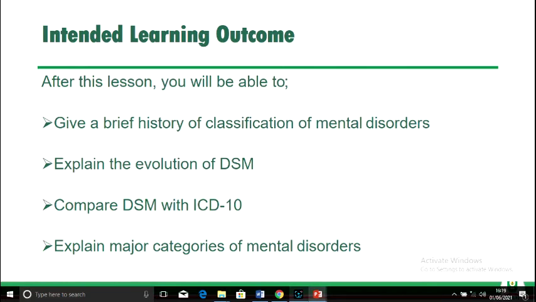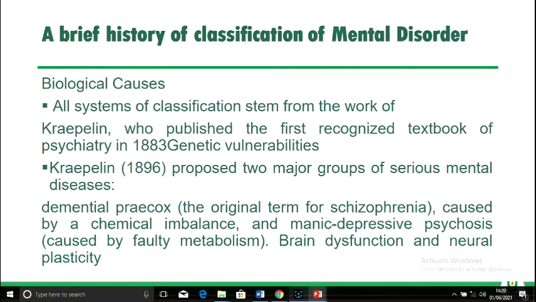We should be able to give a brief history of classification of mental disorders. We should be able to explain the evolution of DSM. We should be able to compare DSM with ICD-10, and we should be able to explain major categories of mental disorders. We are going to be looking at a brief history of classification of mental disorder.